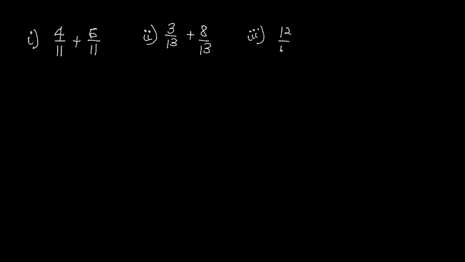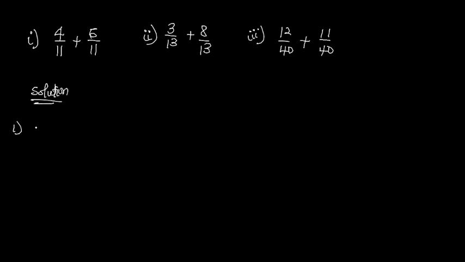So let's say I. We are to find the sum of the following fractions. So we have 4 over 11 plus 6 over 11. And then II. We have 3 on 13 plus 8 on 13. Then we have III. We have 12 on 40 plus 11 on 40. Right, so let's go ahead and look at the solution to these problems.